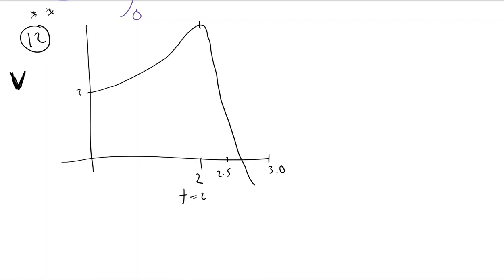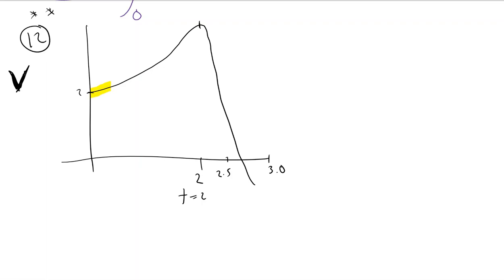This is a velocity graph. Now, if this was a position graph, then yeah, it's the highest position, which would be the furthest from the origin. But this isn't a position graph. This is a velocity graph. So when the velocity is positive, what does that tell us about how the particle is moving? It's moving to the right.